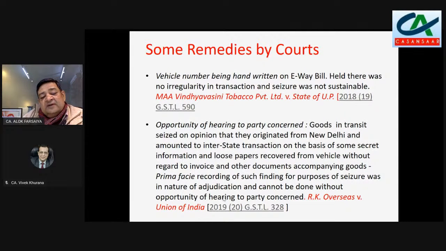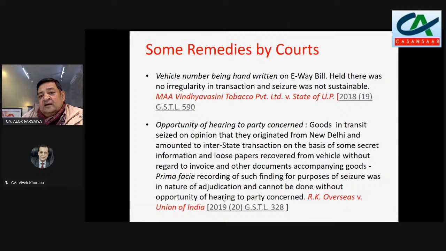So the Allahabad High Court has said no: if on Part B on the portal the new truck number is duly updated, and on the physical e-way bill in paper format available with the truck driver the vehicle number is changed by hand, in such cases the truck should not be detained or seized.